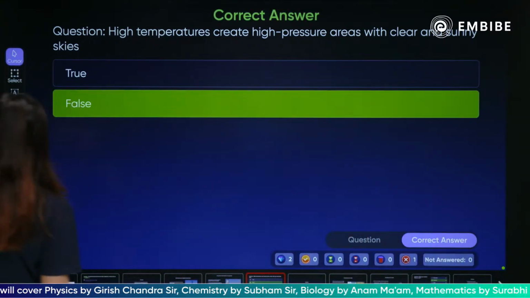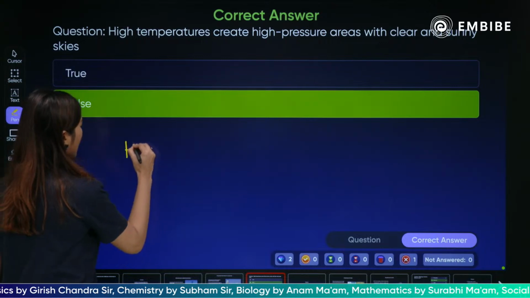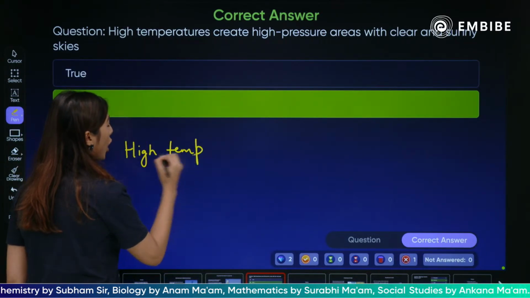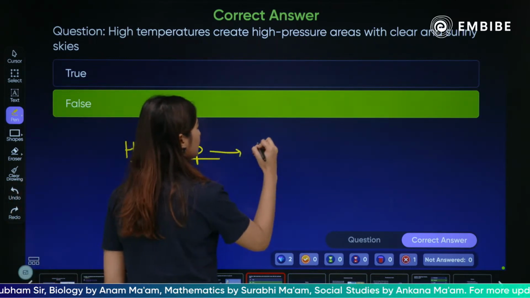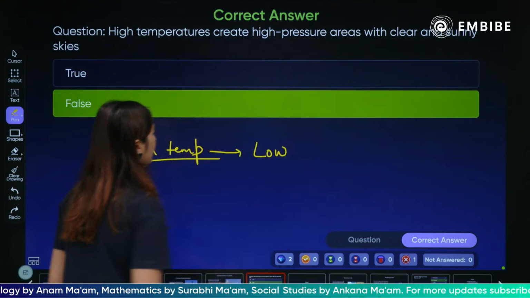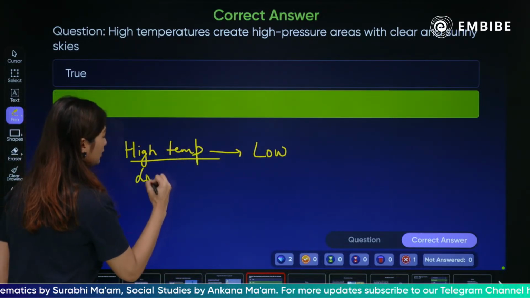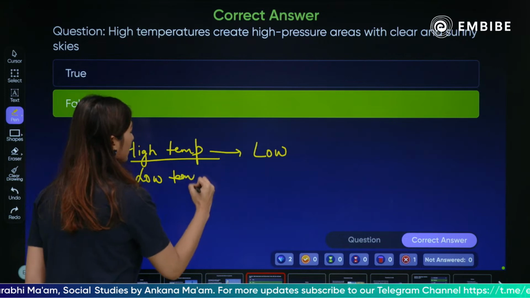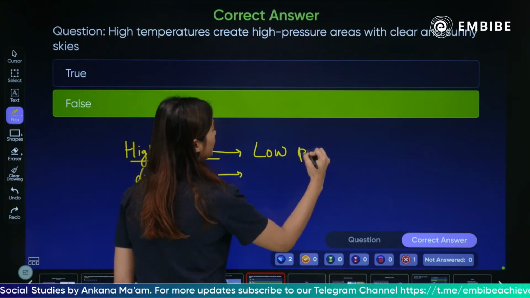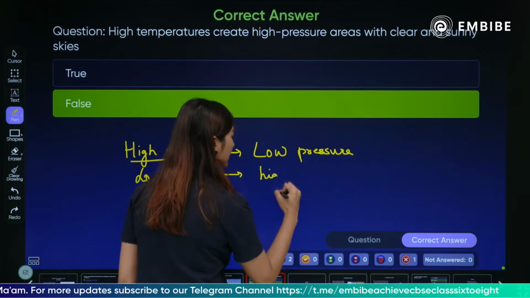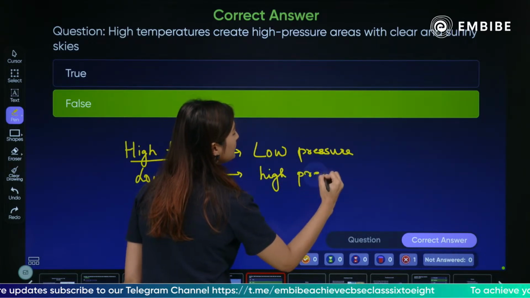How you can remember is, high temperature means hot air means low pressure. ठीक है, उल्टा होगा. If temperature is high, pressure is low. If temperature is low, then pressure will be high. That is one way how you can remember it. That it is always the opposite.